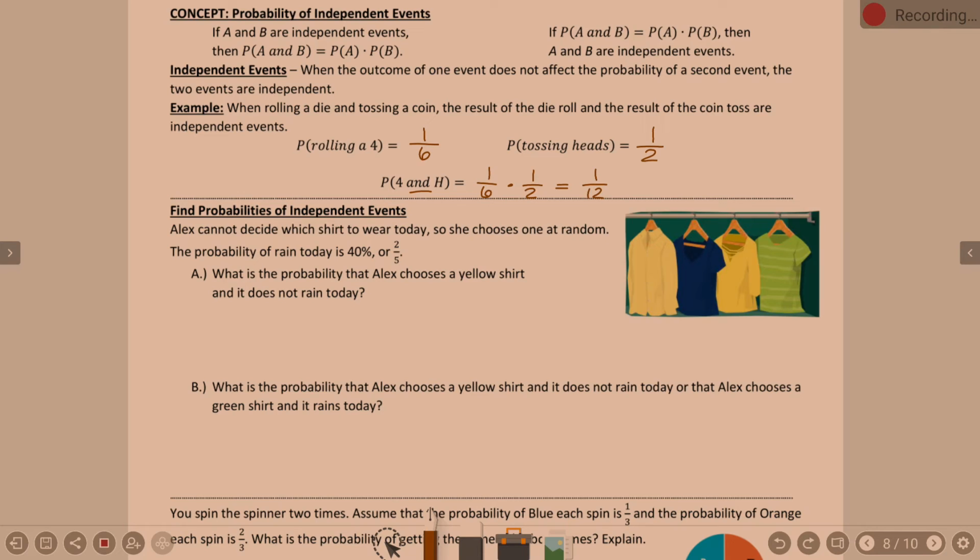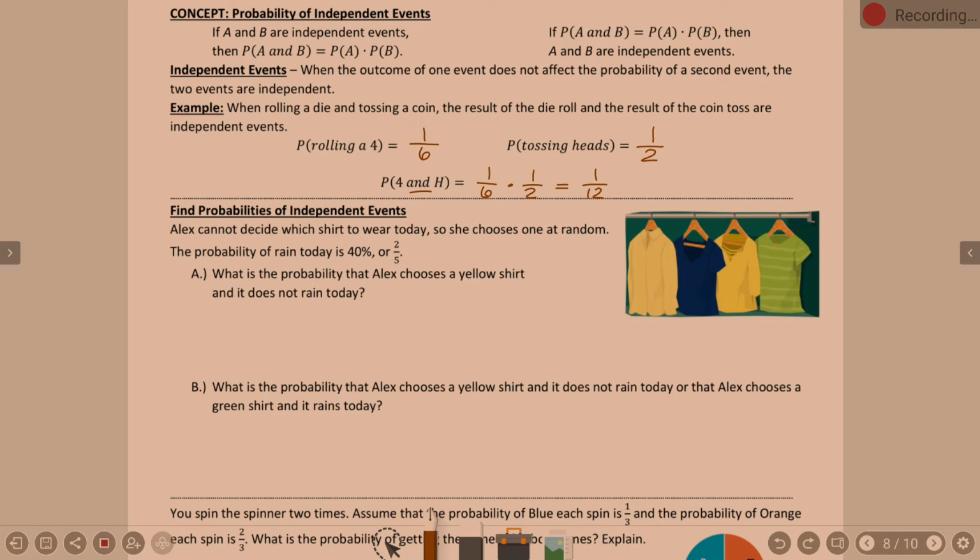Okay, now guys, information provided. Or purple. Two pieces of important information. Alex cannot decide which shirt today, so she chooses one shirt at random. Those are your shirt choices in the picture. You might write on your paper what color they are, so when you look back at it later, it makes sense. Now, the other piece of this problem: the probability of rain today is 40% or 2/5.